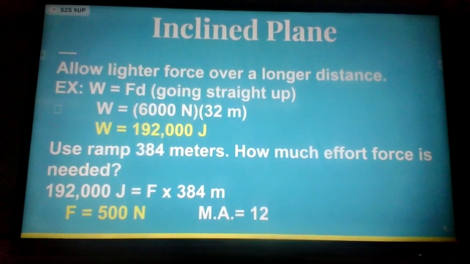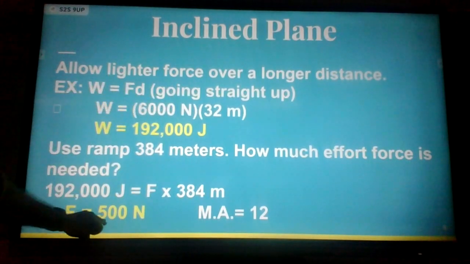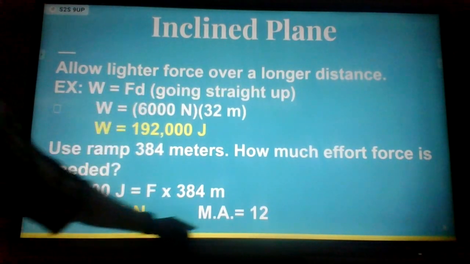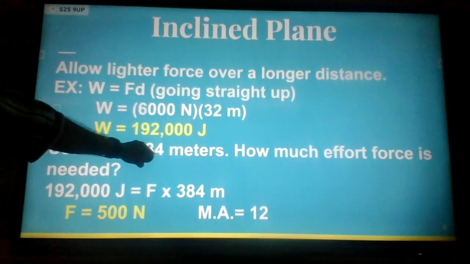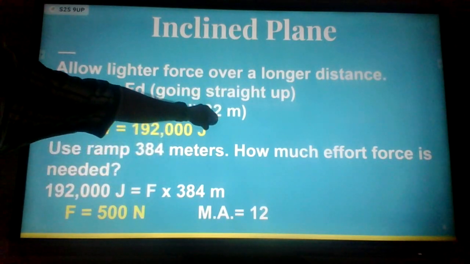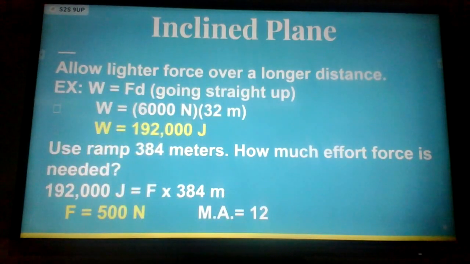500 newtons is a whole lot less than 6,000. In fact, if we calculate the mechanical advantage, force of resistance over force of effort, 6,000 over 500 is 12. Or if we use the distances, distance of effort divided by distance of resistance, 384 divided by 32 is still 12. So whichever method we use, we're going to do the same amount of work, 192,000 joules in this case, but one way is going to be a lot easier. In that case, the ramp is going to be a lot easier than lifting something straight up.